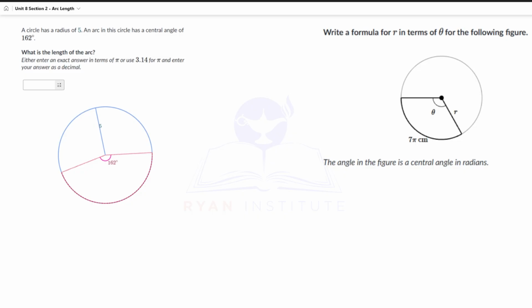Well, first we are going to calculate the circumference. So C equals 2 pi r. This is equal to 2 pi times 5, which is equal to 10 pi. So that is the circumference of the circle. It's 10 pi.